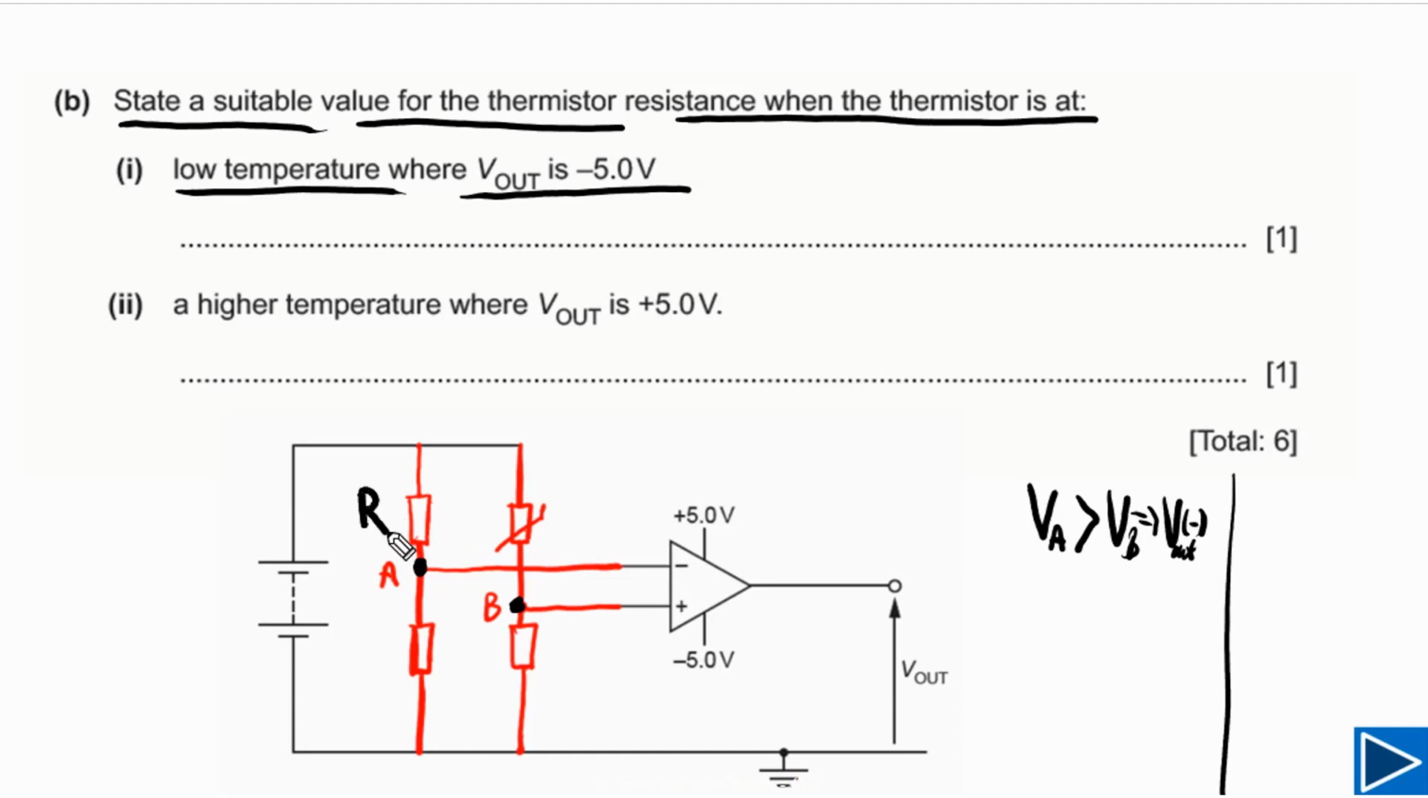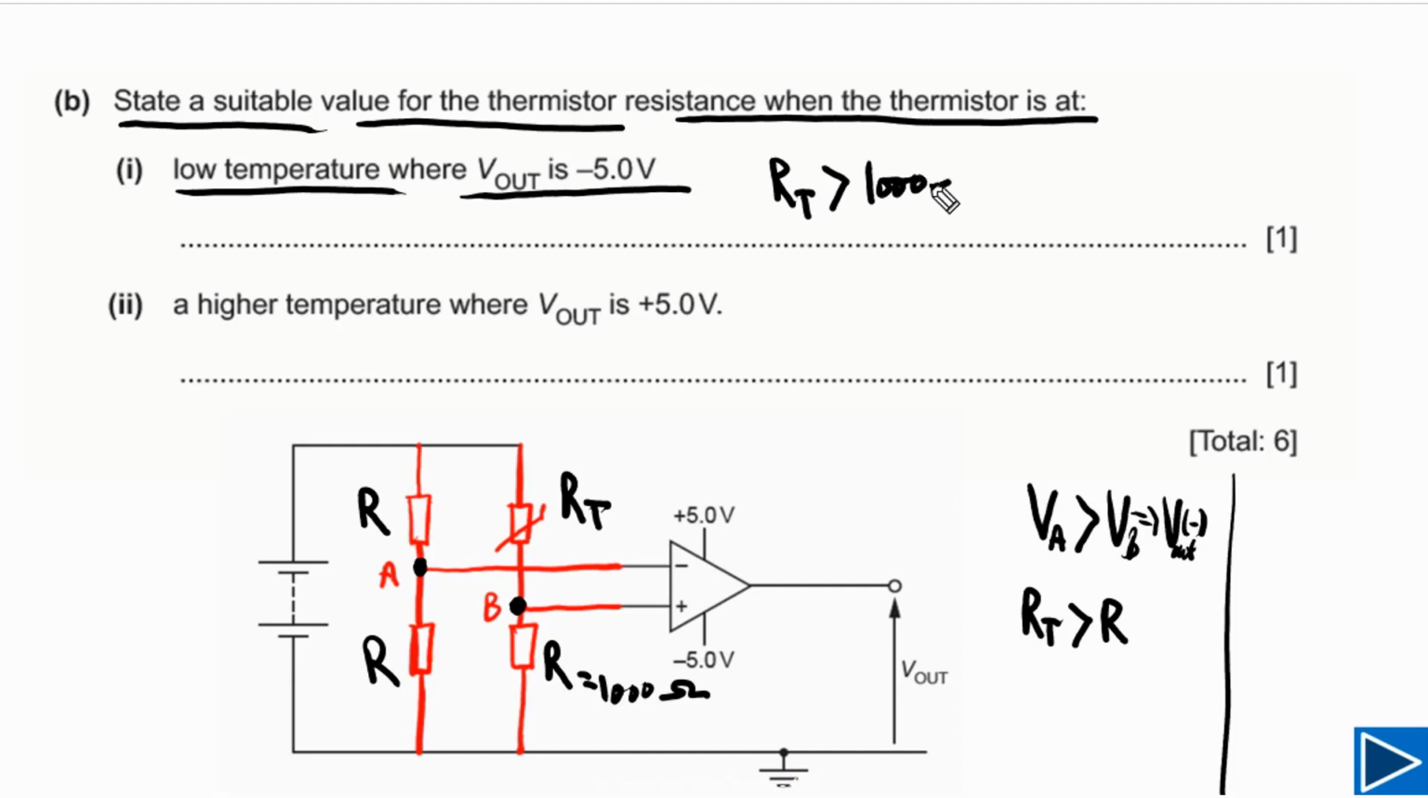Let's say the resistance of this thermistor is RT. As you know, all these resistors are identical, and the resistance of each resistor is equal to 1000 ohms. This is given in the question. Potential at this point will be lower when RT is greater than R, or we can say when the resistance is greater than 1000 ohms. We can write down: when RT is greater than 1000 ohms, V out will be negative.